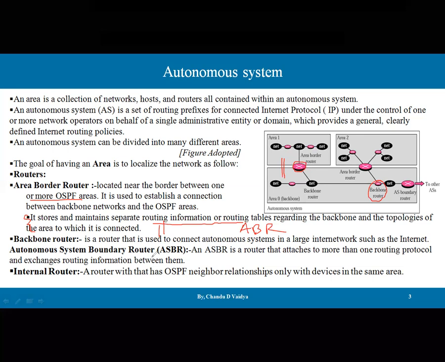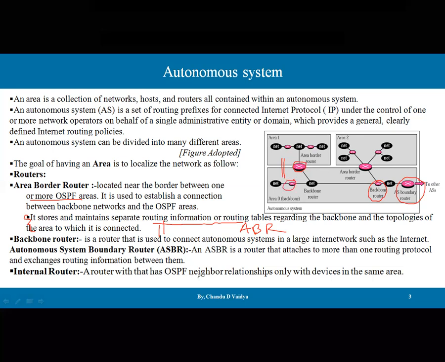Now, the autonomous system boundary router. If one autonomous system wants to communicate with others, it has to have an autonomous system boundary router. So here, in between these two autonomous systems, there is an autonomous system boundary router available. This plays a role when more than one autonomous system is connected. Then there are the internal routers, guys.